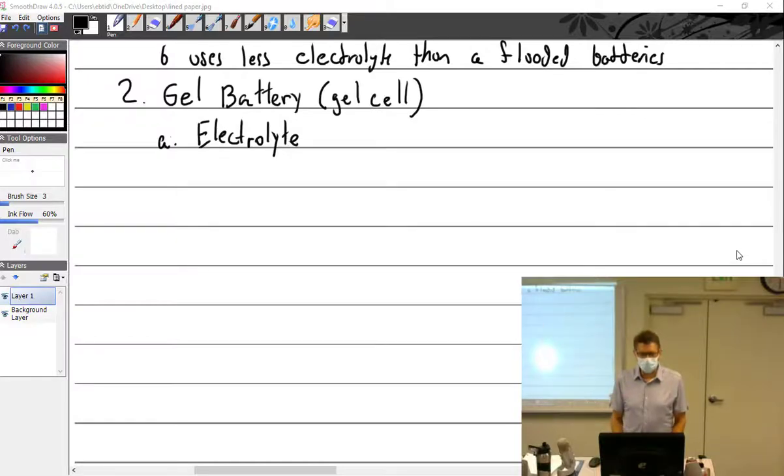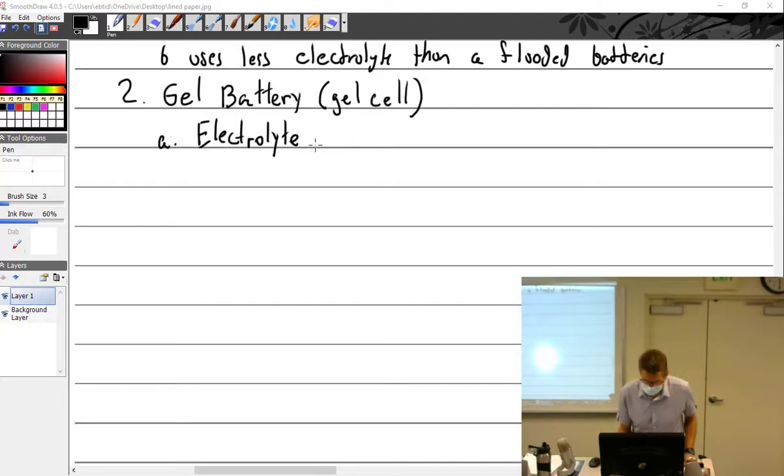The last thing I wrote was "uses less electrolyte than flooded batteries." Not "than a flooded batteries," that's not proper. But then Zach helped me out, and he put point number 2, gel batteries. So we just had the absorbed glass mat, and now we have the gel battery, also called a gel cell. Thank you, Zach.